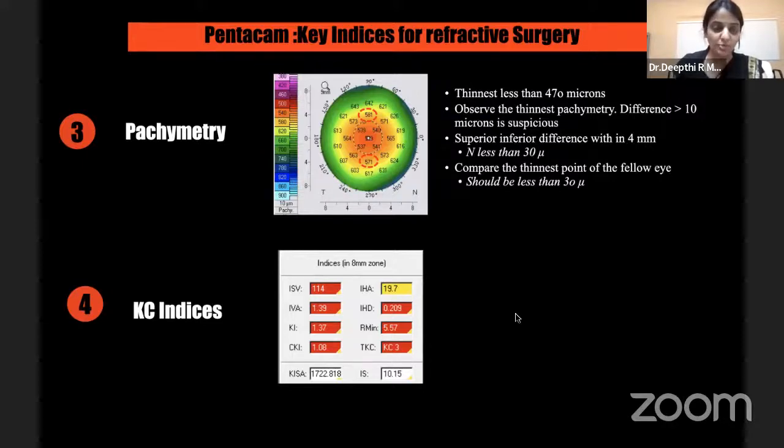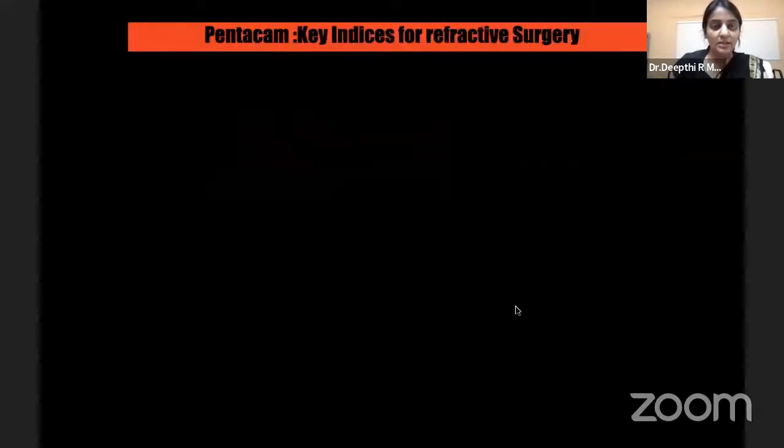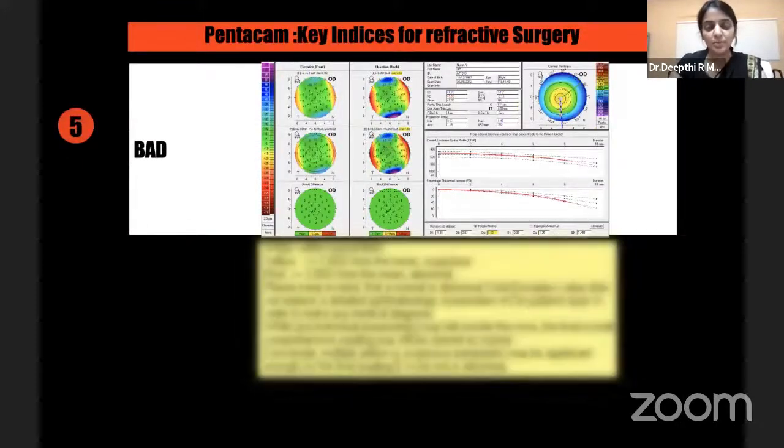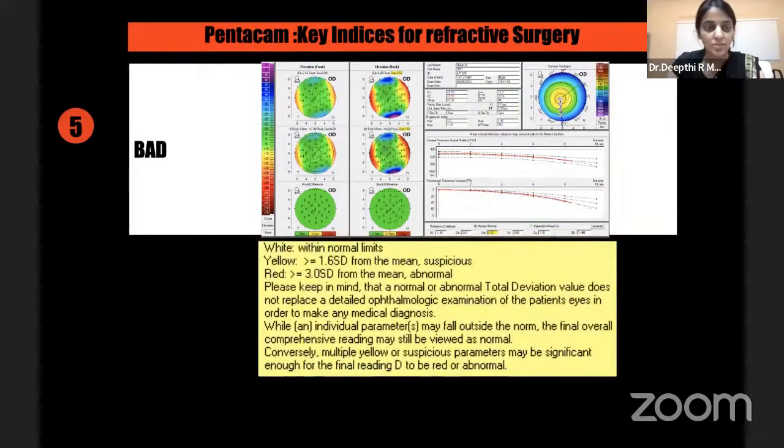You really don't have to learn this by heart, because the Pentacam gives a yellow scoring for borderline and a red scoring for your abnormal keratoconic indices. And next, a very important talk of the last few years has been the BAD. So we all know how the Belin-Ambrosio scoring is done. What we look at is the final D, and that's basically an amalgamation of all these 5 Ds.